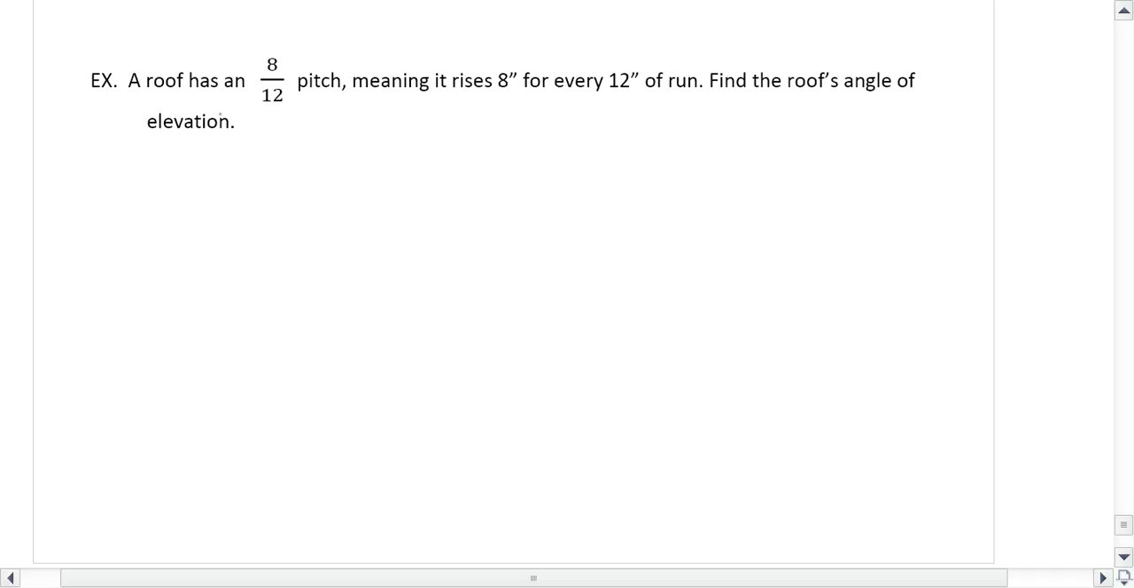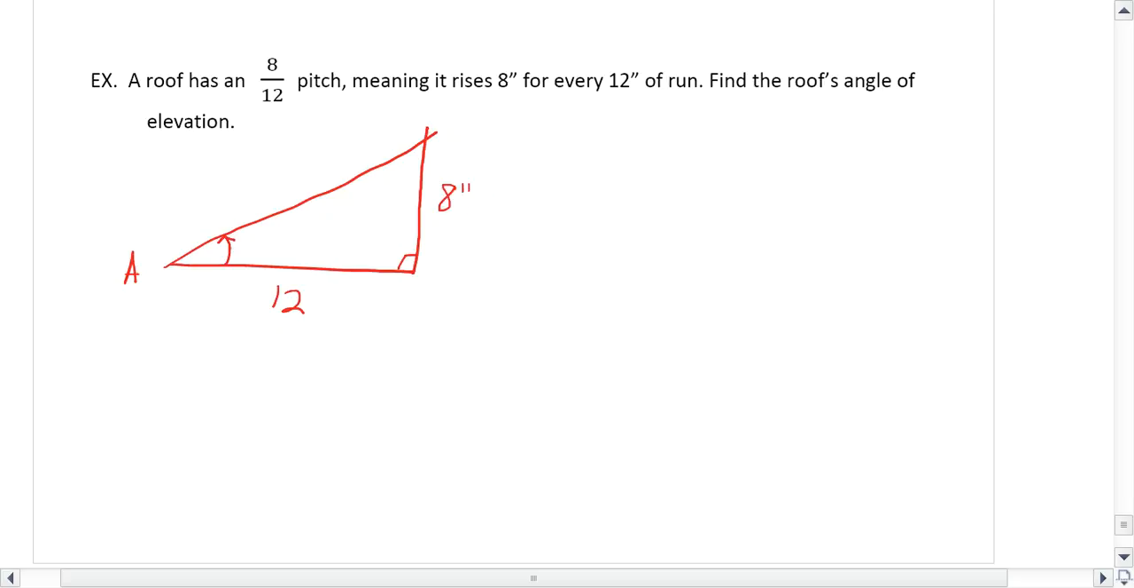So in this example, a roof has an 8/12 pitch, meaning that for every 12 inches of run, it is rising 8 inches. So I try to draw my picture sort of in relation. So if this is a 12 inch, here's my right angle, we have an 8-inch rise. We want to find the roof's angle of elevation. So the angle of elevation is above the horizontal. So I'll just call this angle A.